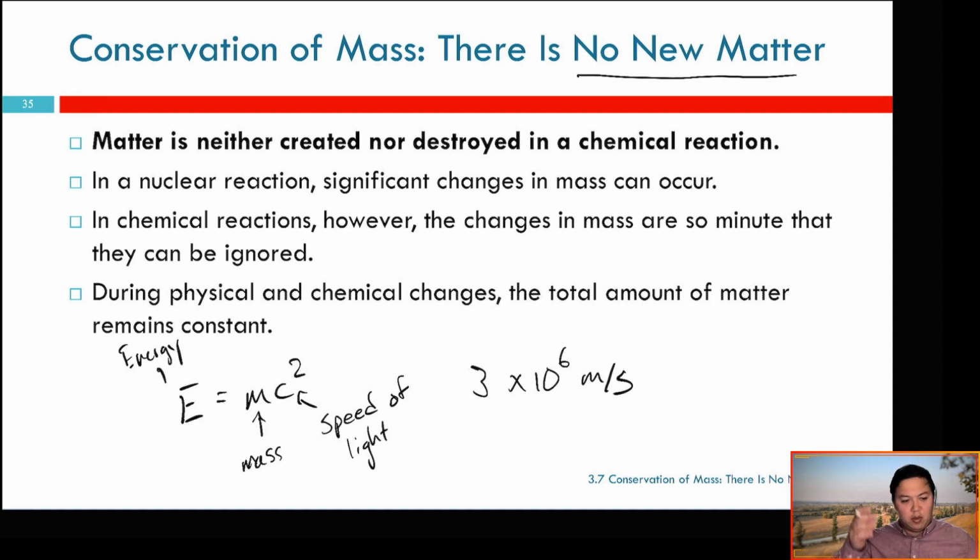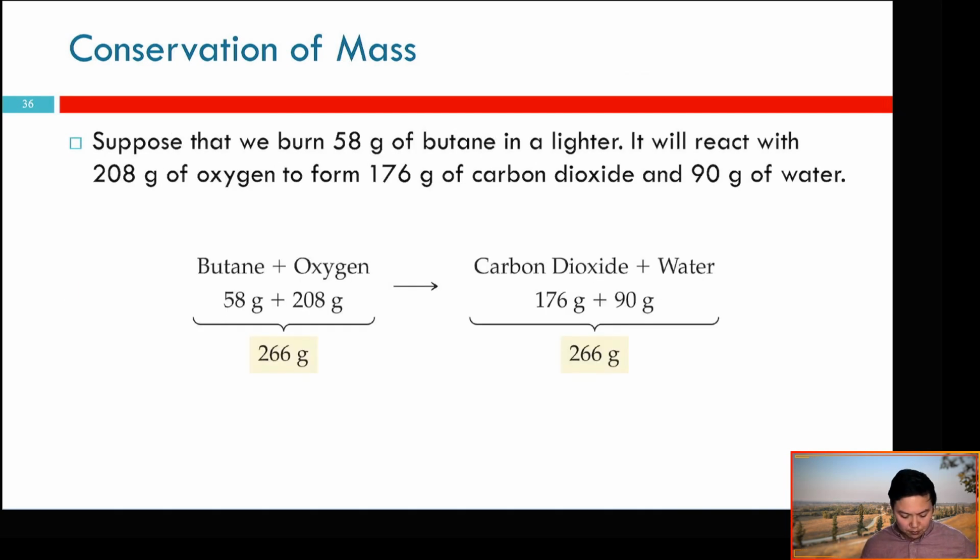But in chemical reactions, the stuff that we're going to be doing and talking about until the very last chapter, the changes are so minute that they can be ignored. So during physical and chemical changes, the total amount of matter remains constant. Oh, and this is the one I was thinking of. We were combining butane and oxygen, 58 grams of butane and 208 grams of oxygen, it's 266 grams. You're going to get 266 grams on the other side. We talked about this in chapter 1 and chapter 2. This was Antoine Lavoisier's experiment. He burned these things in sealed containers and found that there was the same amount of mass at the beginning as there was at the end.